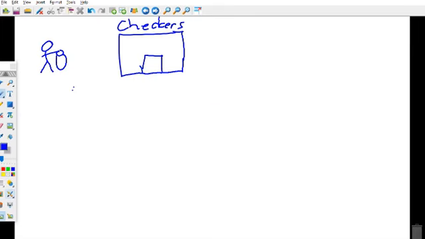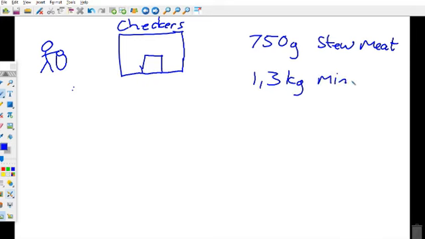Now your mom says to you, you want 750 grams of stew meat, and then she tells you she wants 1.3 kilograms of mincemeat. Now, we're going to work out some things here.